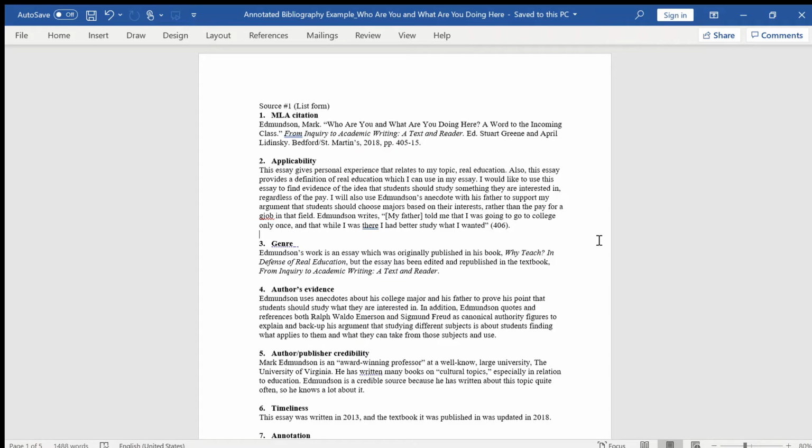Annotated bibliography, when you're annotating it, that means to make notes of something. In this case, for the annotated bibliography, what you're doing is writing a short summary of the article. You're proving to your professor that you've read it. The bibliography part, that's another word for a citation.